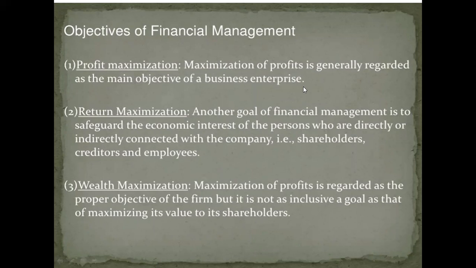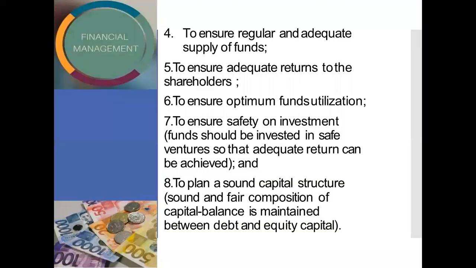The next one is wealth maximization. Now, what does it include? Maximization of profits is regarded as the proper objective of the firm, but it is not as inclusive a goal as that of maximizing the value for its shareholders. The next objective is to ensure regular and adequate supply of funds. It means if we know how to manage the finance, and we have already made budgets at the start of the financial year, we know properly how to supply the funds and how to use the funds.